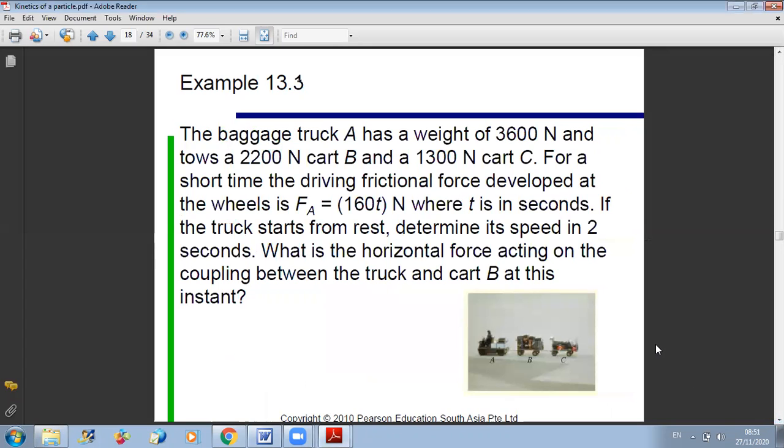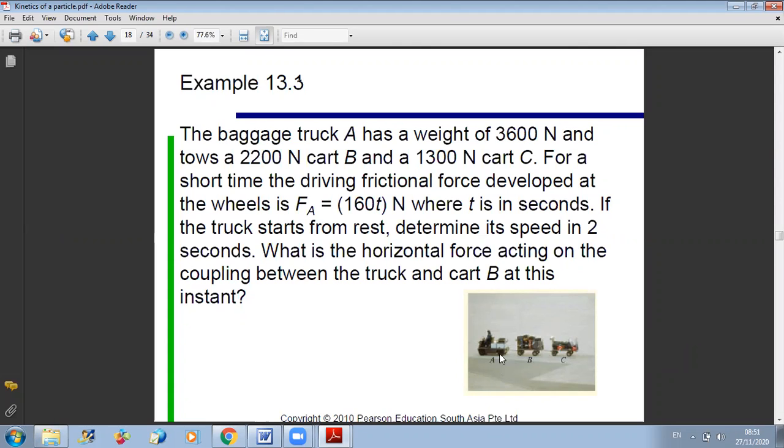Now, another problem. The system has a weight, we have 3 cars A, B, C. They gave us the weight of A, the weight of B, and the weight of C. And for a short time, the driving frictional force developed at the wheels is Fa equals 160 T, where T is in seconds. If the truck starts from rest, determine its speed in 2 seconds. And what is the horizontal force acting on the coupling between the truck and cart B at this instant?